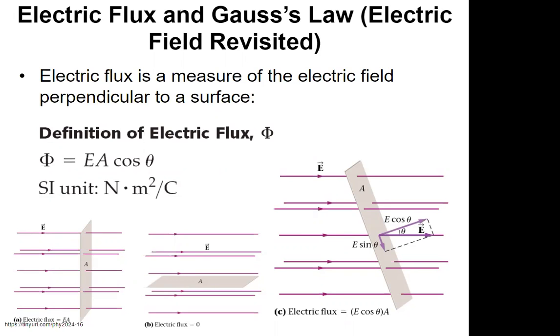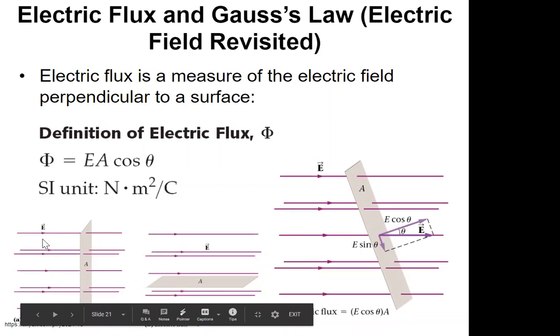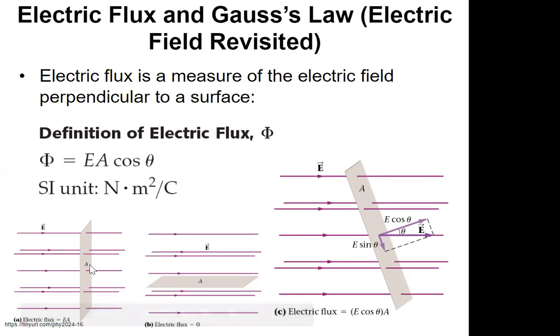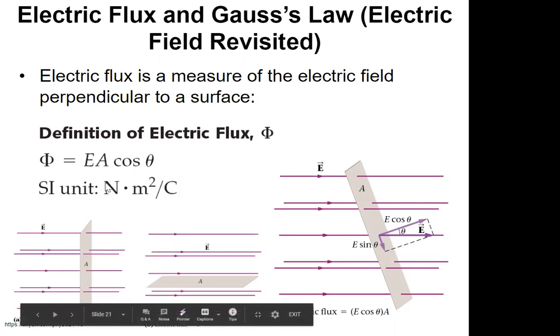All right, so the electric flux is a measure of the electric field perpendicular to a surface. If you have an electric field perpendicular to a surface, then you do E times A to be the flux, basically. Now the angle here gives a cosine of theta. If E is perpendicular to the surface, then the angle is 0, so cosine of 0 is 1.